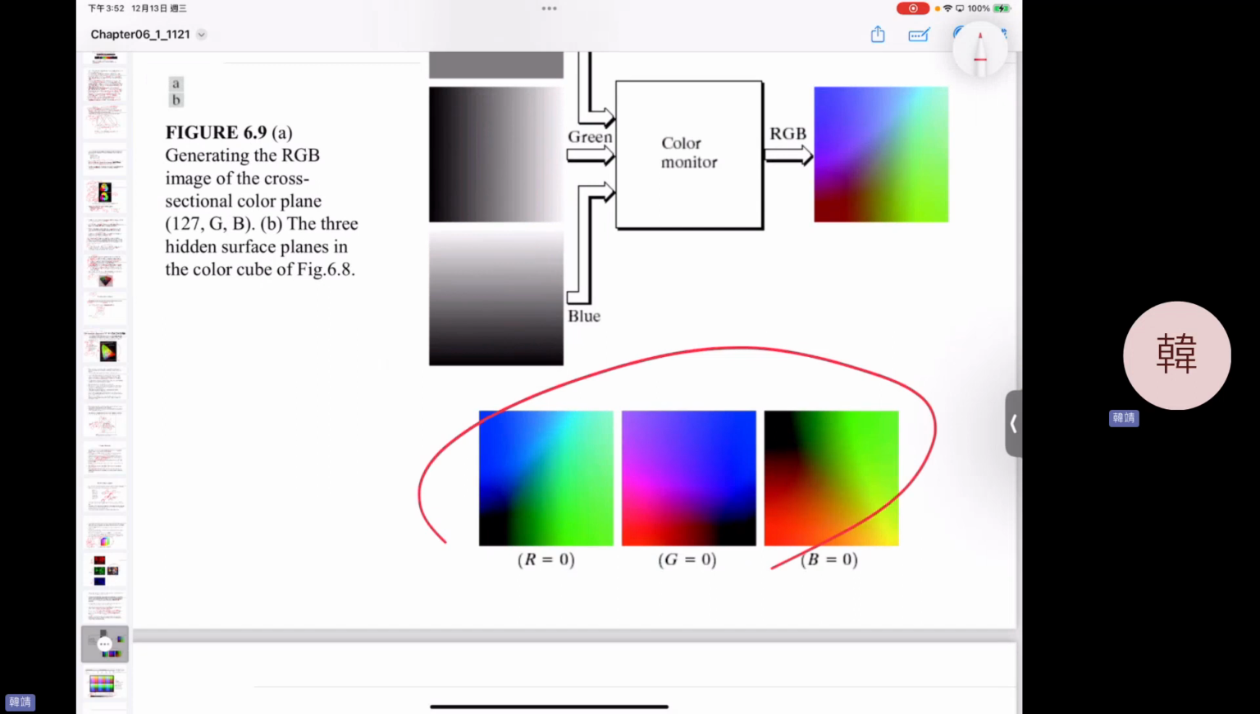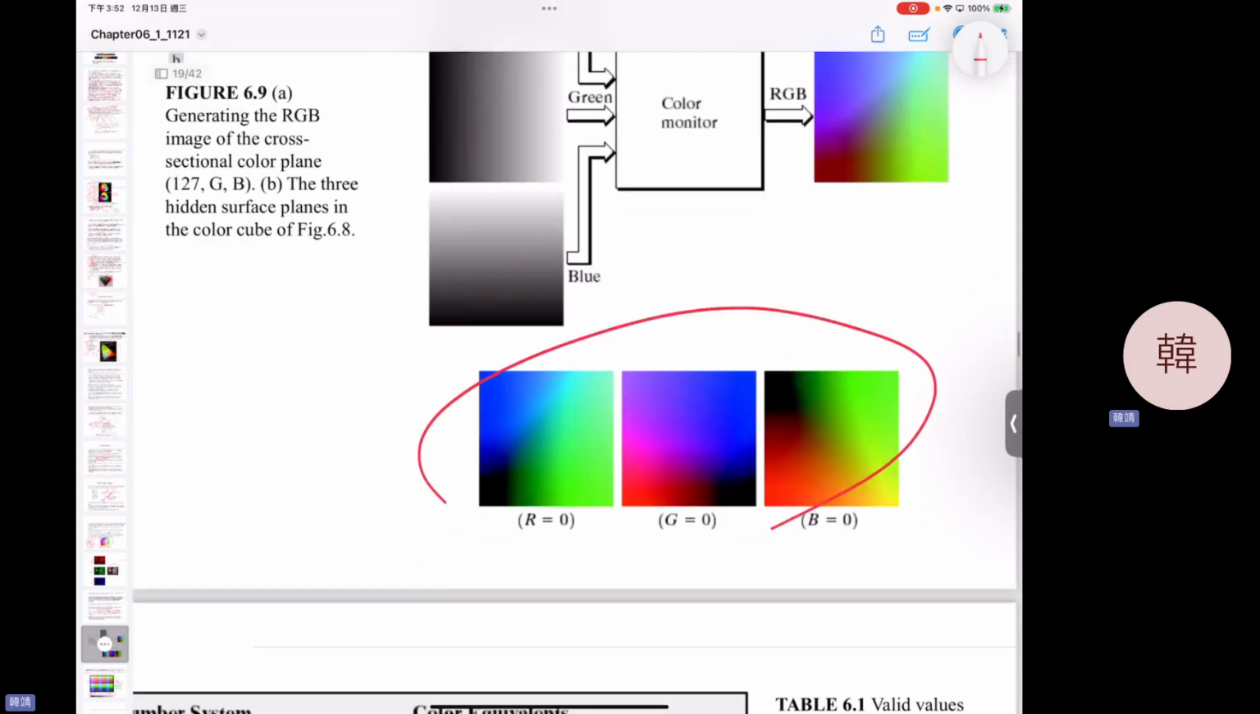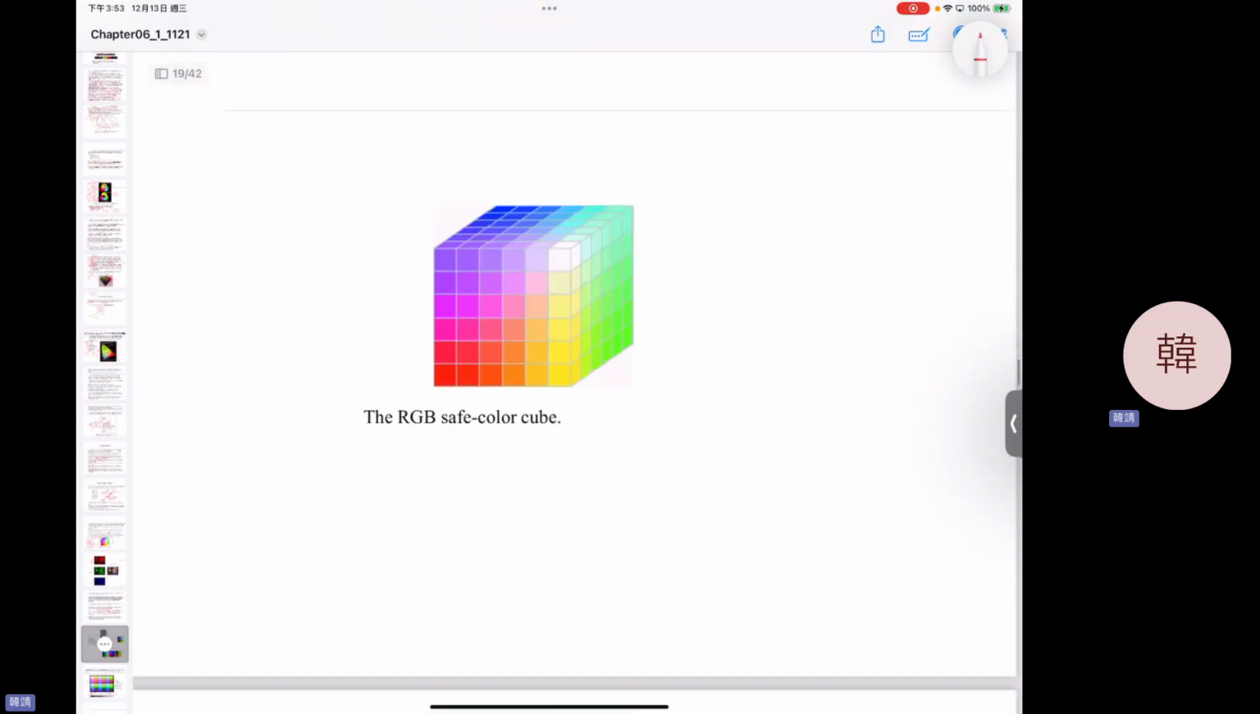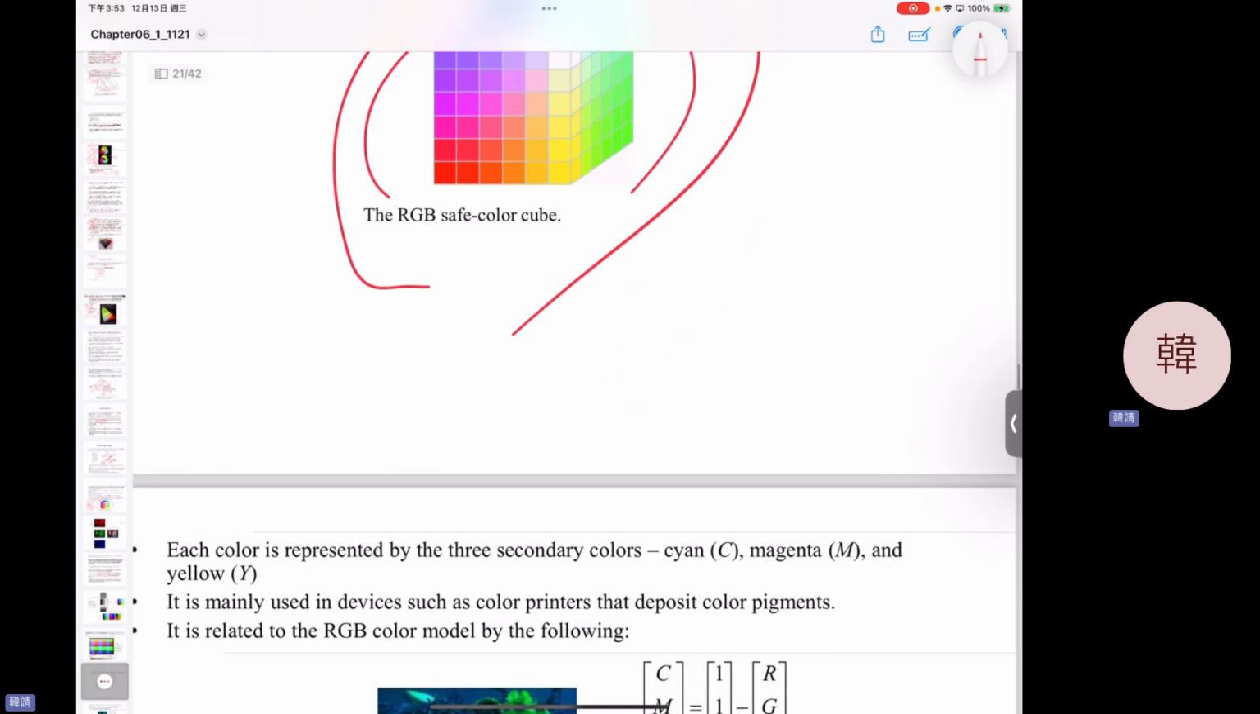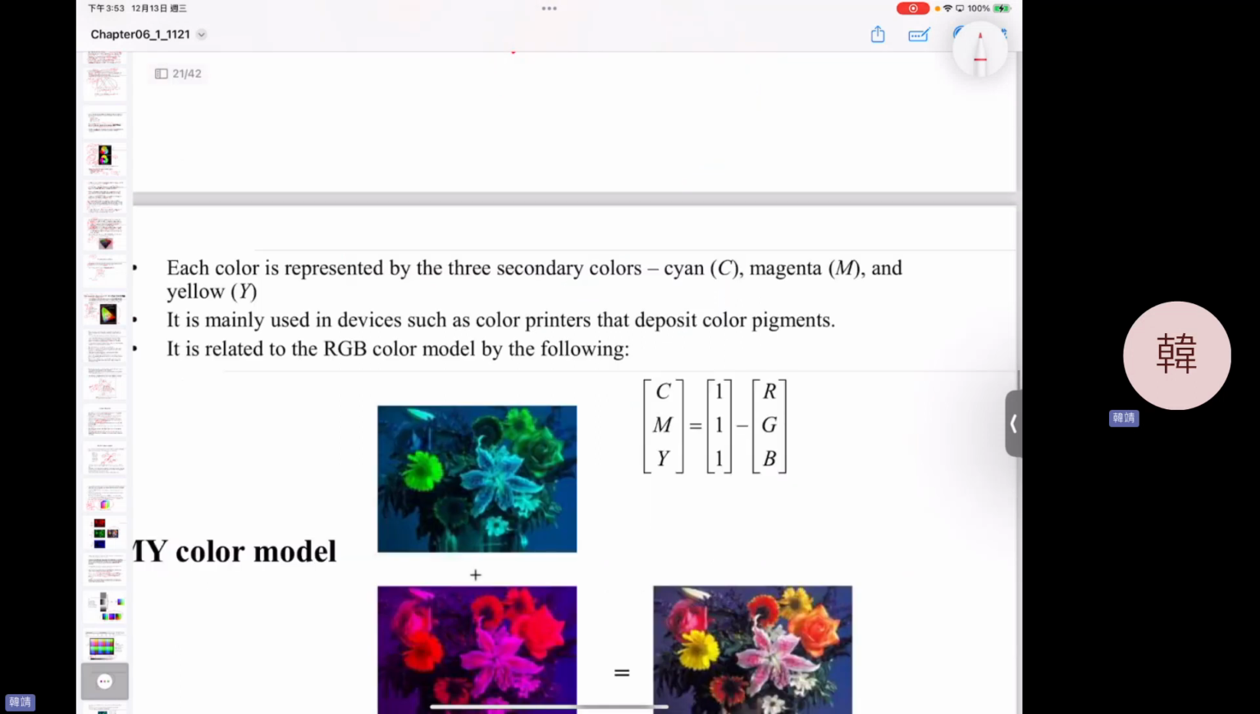Yeah, this is just to give you some idea of the color space. If you take the cross section from the cube, you will see this representation: R equal to 0 from the cube, G equal to 0 from the cube, B equal to 0 from the cube. So actually it's just a mix, no big deal. And the web color is 216, and you just make this cube into 216 small cubes. Okay, so we call it RGB set color.